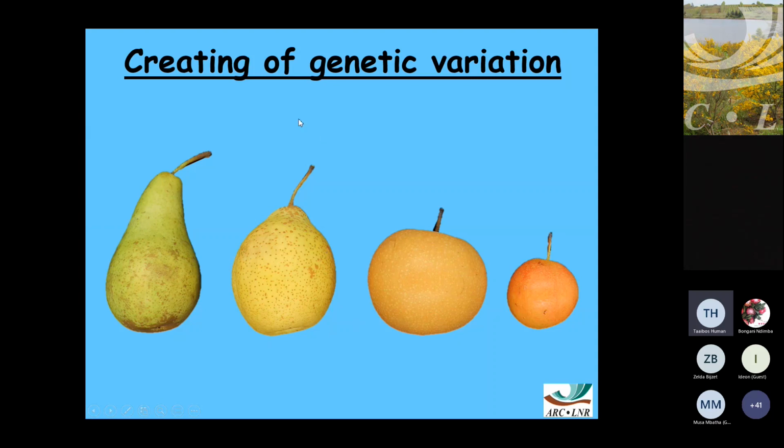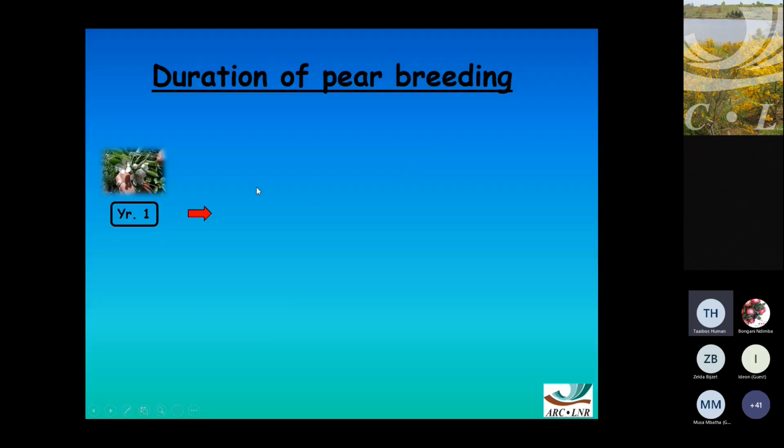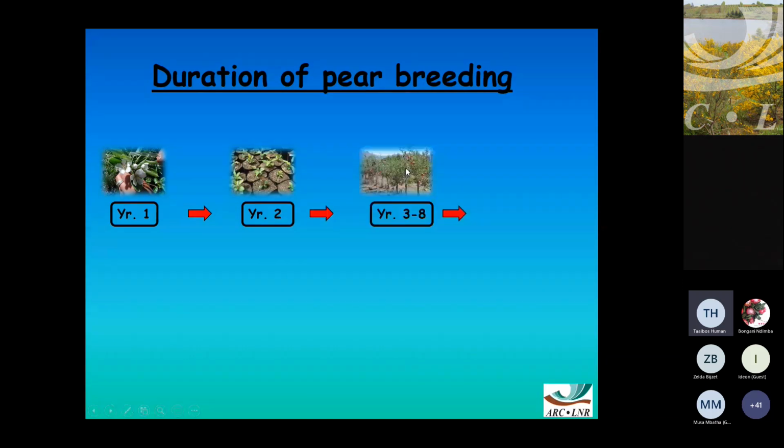The whole idea of a cross is to create genetic variation, and we as plant breeders can select the best ones for further use. Just for interest, for the duration of a pear breeding program: year 1, you start with the cross. Year 2, you plant the seedlings out in bags. And year 3 and 8, you plant the seedlings into an orchard. And it takes, in the case of pears, about 7 to 8 years after you planted the seedlings before they start bearing fruit, because pears have a very long juvenile phase.